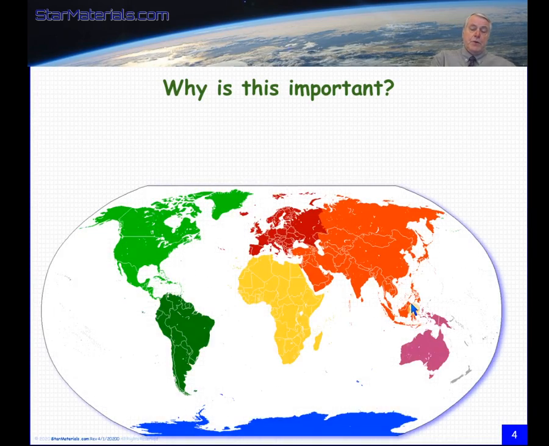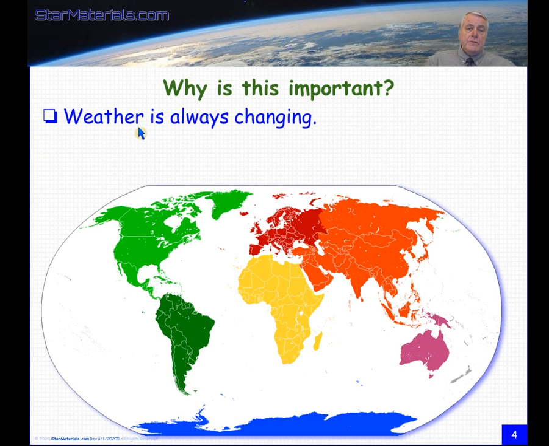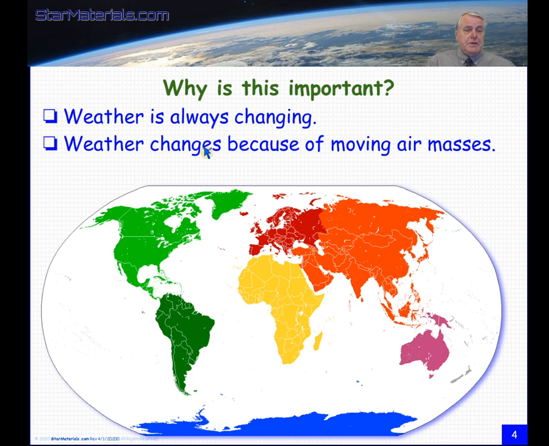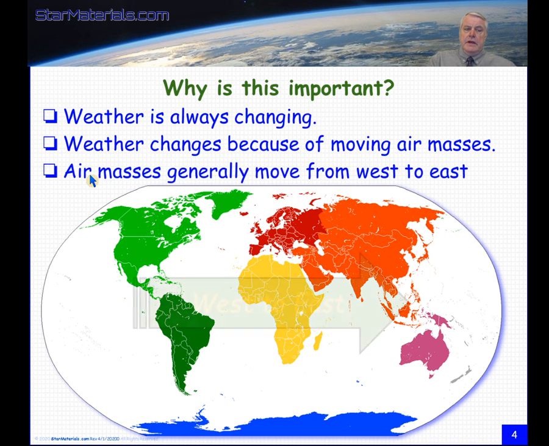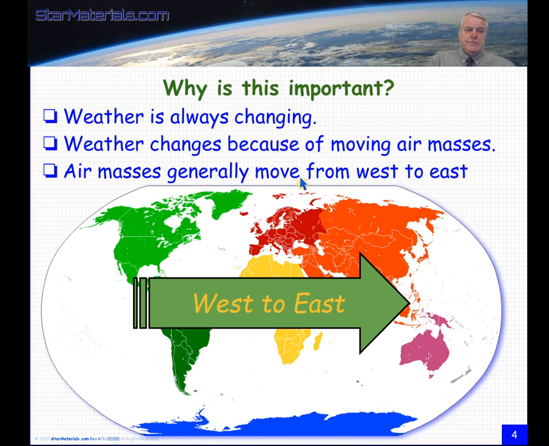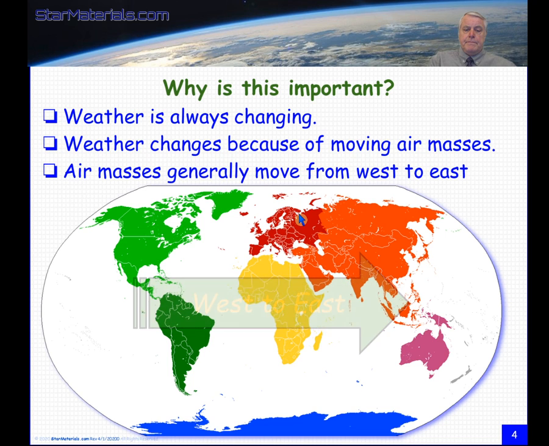Now, why is this important? Well, the weather is always changing. Weather changes because of moving air masses. And air masses generally move from west to east. That's due to the rotation of the Earth. So, we have an air mass here.